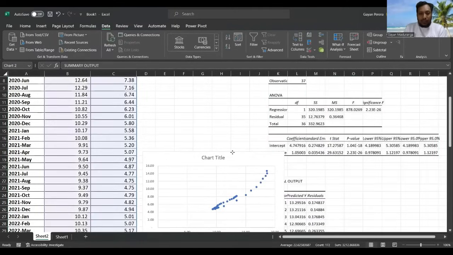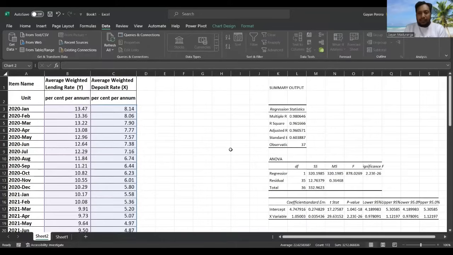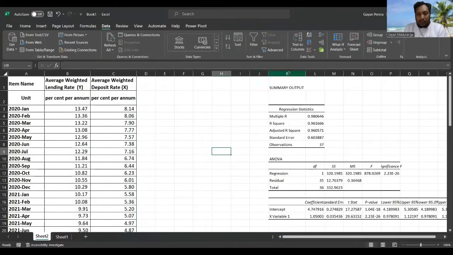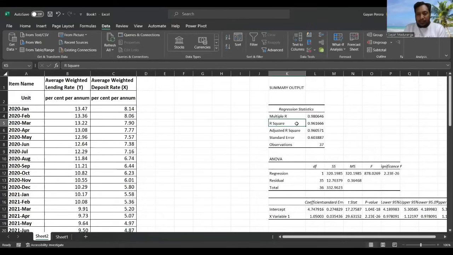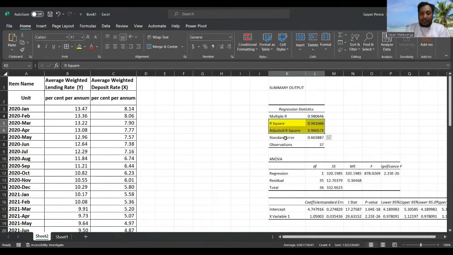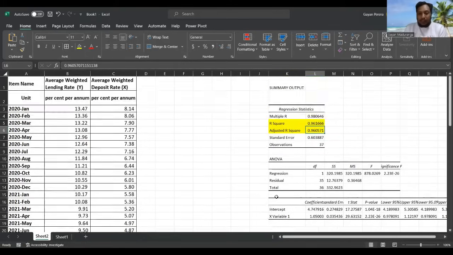Now let's identify and interpret this result. When you get the Excel output, before going anywhere, just look at these two cells. They are R squared and adjusted R squared. Look at the value: it's 0.96. Even adjusted R squared is 0.96. That means there's a very good positive relationship. So we are very good to use this output as our regression line.